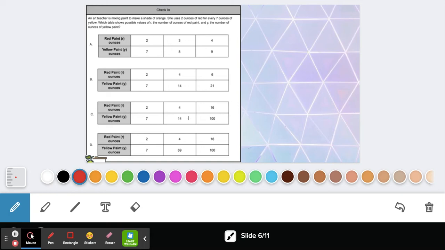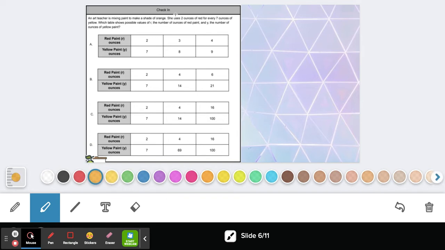For the check-in, it says an art teacher is mixing paint to make a shade of orange. She uses 2 ounces of red for every 7 ounces of yellow. So that's important, and I am actually going to highlight that right now. 2 ounces of red for every 7 ounces of yellow.